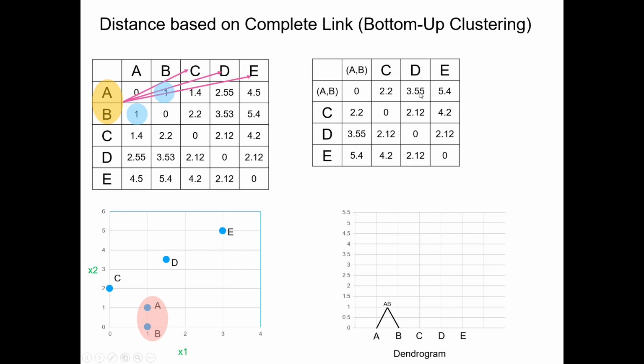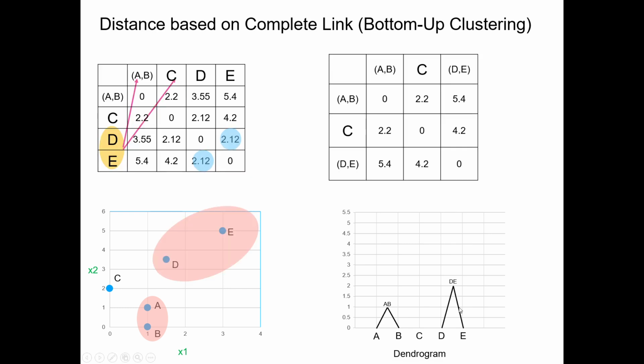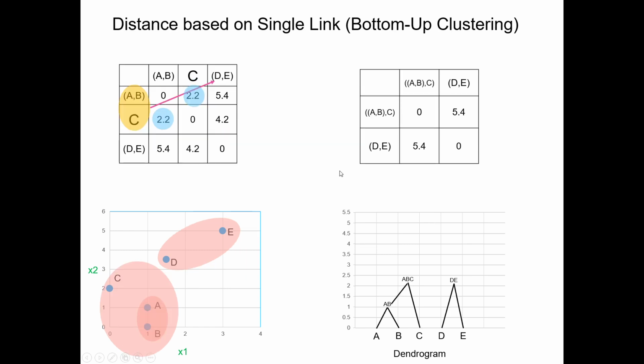I made a mistake here, okay, so that's a mistake. AB to E, 5.4. Which one is the minimum one? There are many 2.12. We go with a random one of them, okay? Let's say I go with D and E. If you look at this dendrogram, we keep doing this with the maximum one. The dendrogram is more stretched because we are considering larger values here.